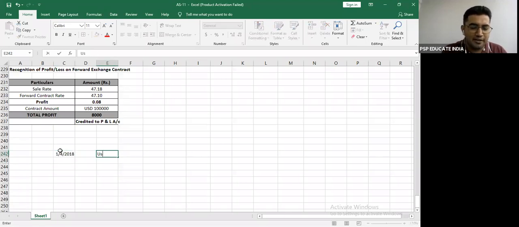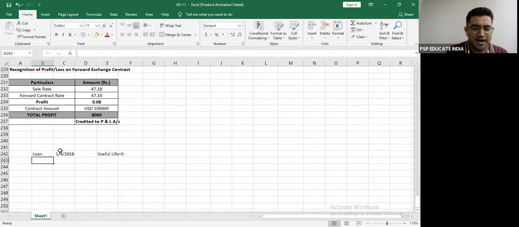Suppose you take a loan on 1/4/2018, let's not take 2020. The useful life is 5 years. You take a loan. Why did you take a loan? To purchase an asset. Right. Now the useful life is 5 years.